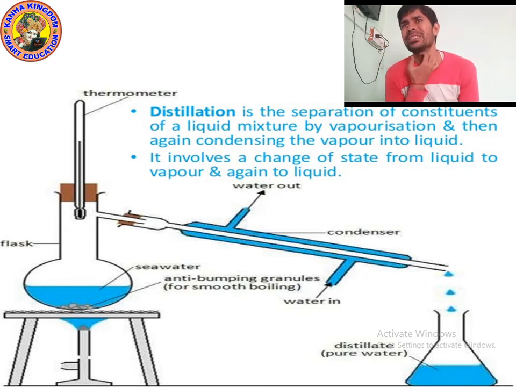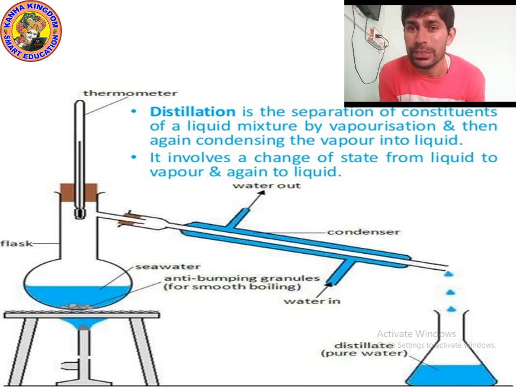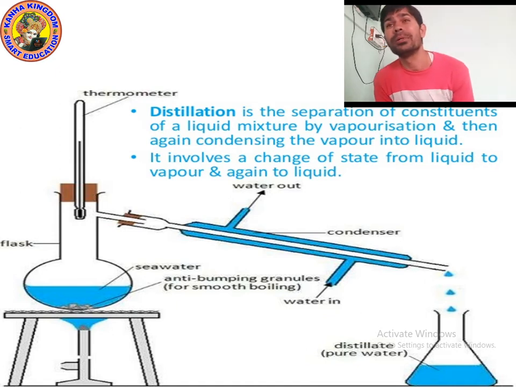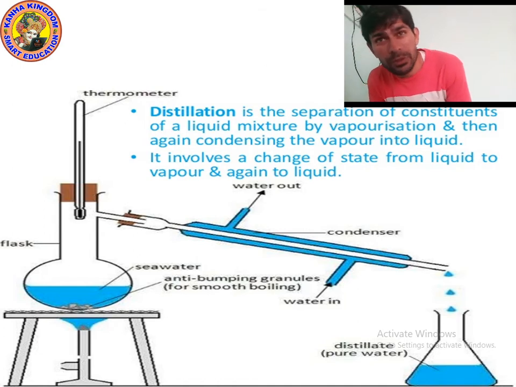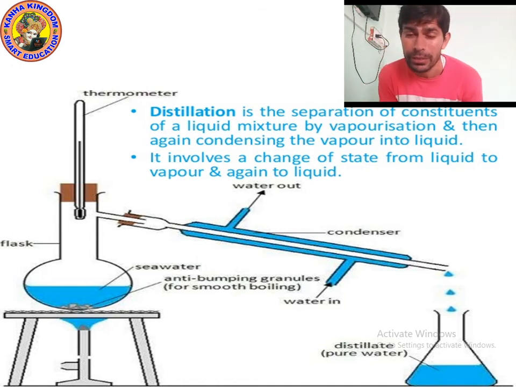So distillation is the separation of constituents of a liquid mixture by vaporization, then again condensing the vapor into liquid. It involves a change of state from liquid to vapor and again to liquid. We took the seawater, which is in liquid form. When we burn it, it converts into water vapor, and when this water vapor passes through the condenser, it cools down again and converts into liquid drops, which are actually pure, and we collect these liquids in another flask.